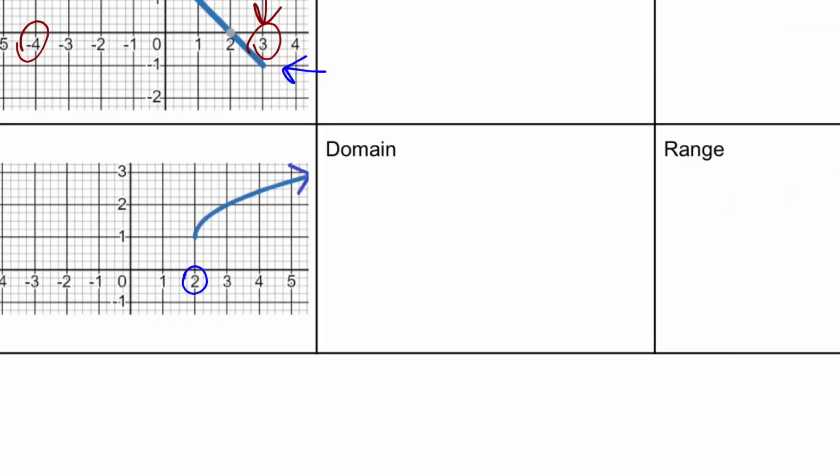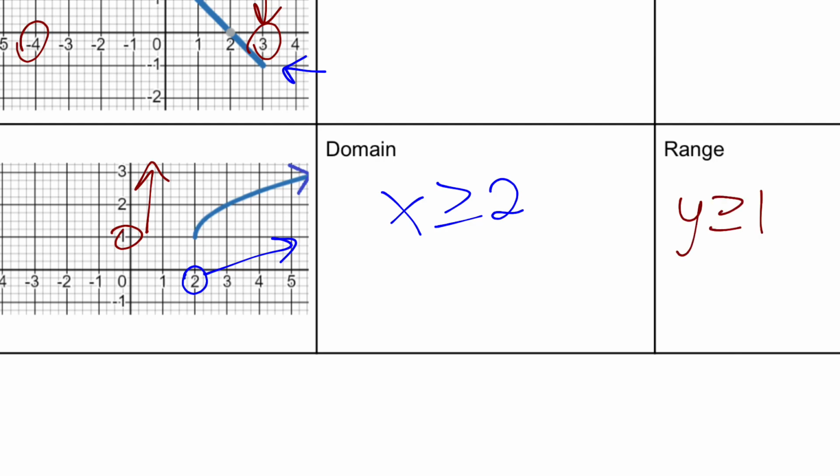The domain here is anything from 2 all the way to the right, so I can say x is greater than or equal to 2. For the range, it's anything from 1 all the way up, so I can say that y is greater than or equal to 1.